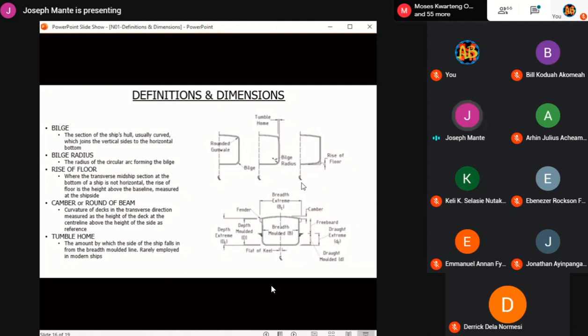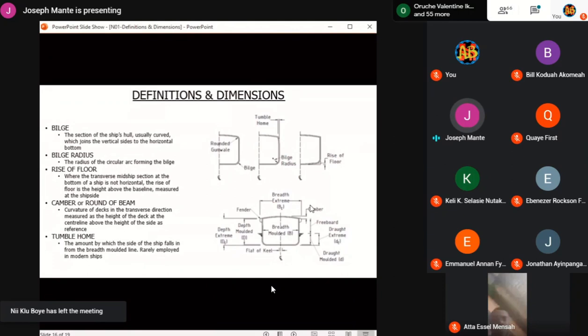When you are designing, there are certain angles you have to measure. You cannot just rise it anyhow. We have 15 degrees, 20 degrees, or 10 degrees from the baseline, depending on the type of vessel you are dealing with. If you are dealing with a fishing vessel, you should know its rise of floor. If you are dealing with a cargo ship, you should know its rise of floor too. So this actually comes into design, and as a naval architect, you should have fair knowledge of it.